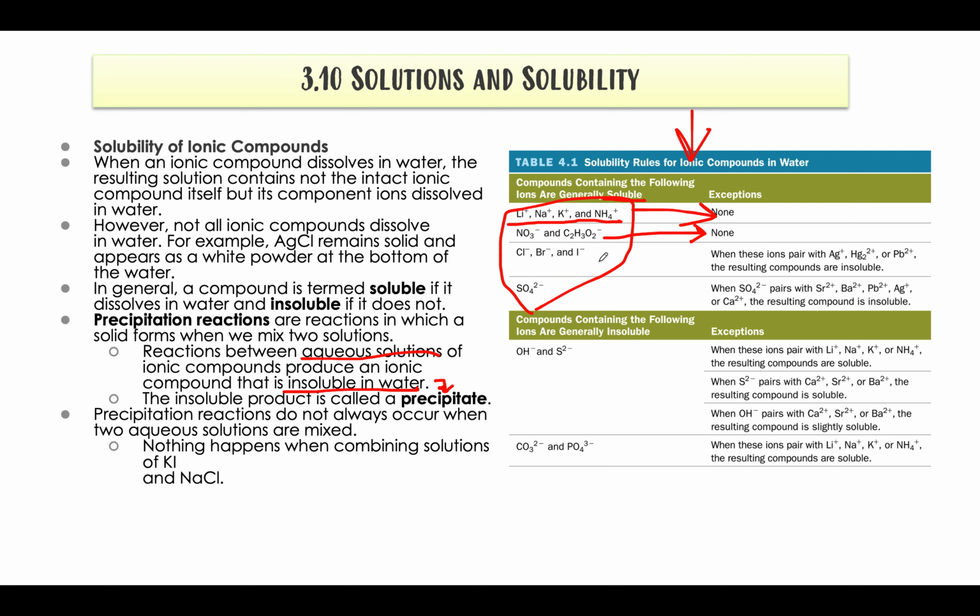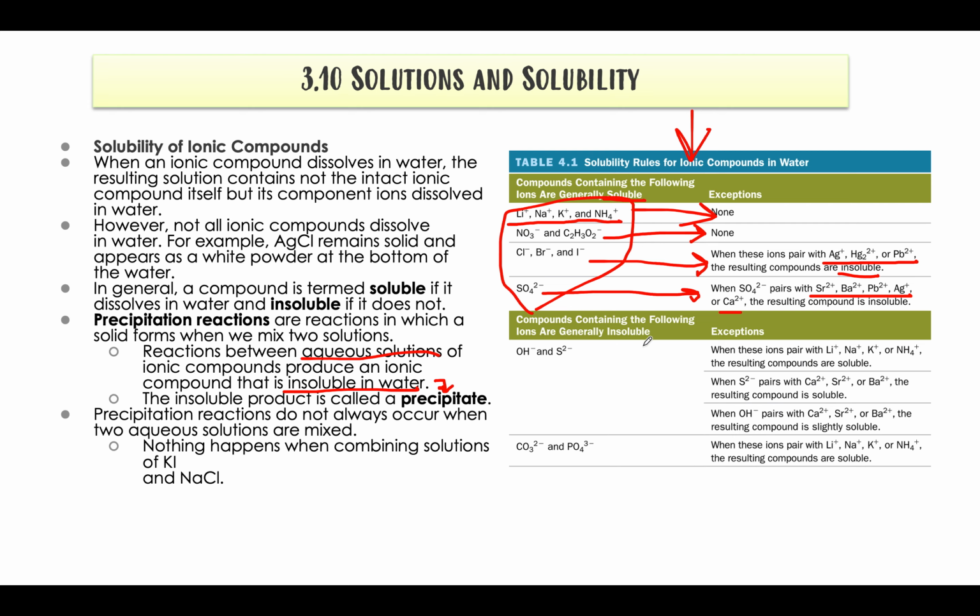Chlorides, bromides, and iodides are always soluble, period, unless they are paired with silver, magnesium, or lead, then they are insoluble. So if you have silver chloride, magnesium chloride, lead chloride, they're going to be insoluble. Otherwise, they're going to be soluble. And then sulfates are always soluble unless paired with strontium, barium, lead, silver, or calcium, then they're going to be insoluble. But say it's paired with sodium, sodium sulfate is soluble.